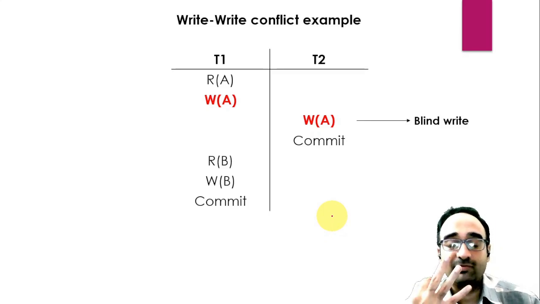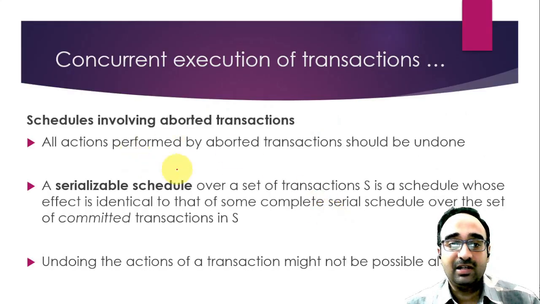So there are 3 types of conflicts: write read, also called dirty read; read write conflict, which is also called unrepeatable read; and the third one is write write conflict, which might have blind writes. Right. And finally, now let's discuss schedules which involve aborted transactions.